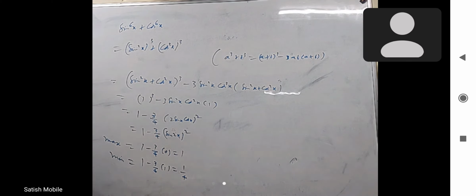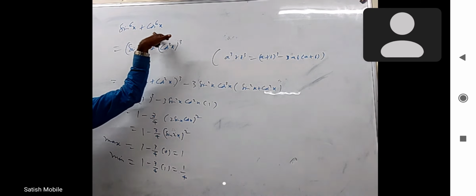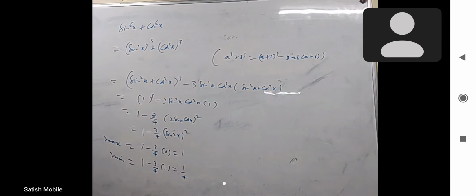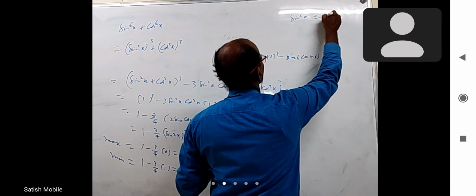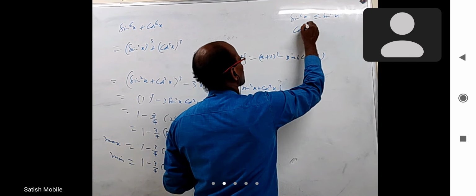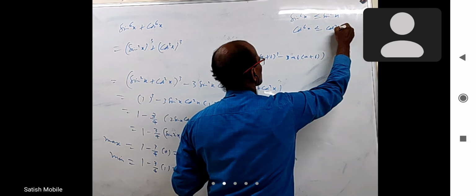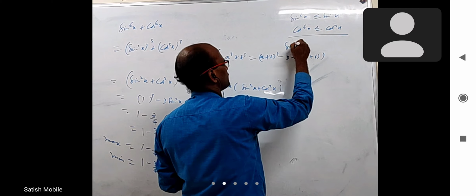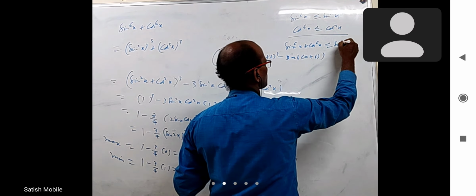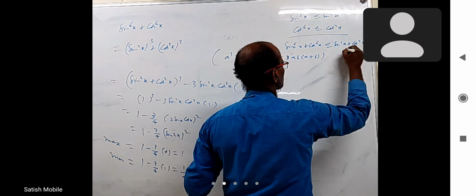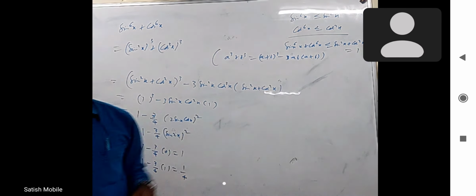The maximum is 1, we can say another way. In today's first question, I said this is less than or equal to sin square x. This is also less than or equal to cos square x. When I add the two inequalities, I will get this is less than or equal to 1. So if you want the maximum value, you can do another way also. Sin power 6x is less than or equal to sin square x. Cos power 6x is less than or equal to cos square x. When I add, sin power 6x plus cos power 6x is less than or equal to sin square x plus cos square x, equal to 1. Less than or equal to 1 means the maximum value is 1.